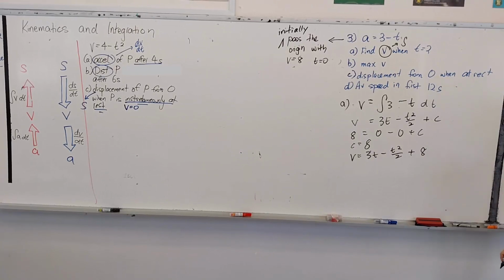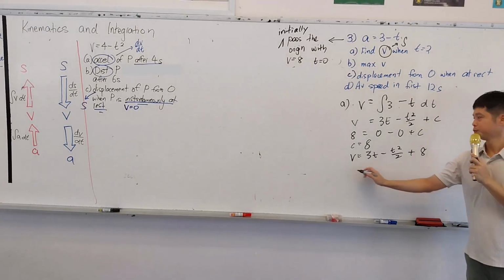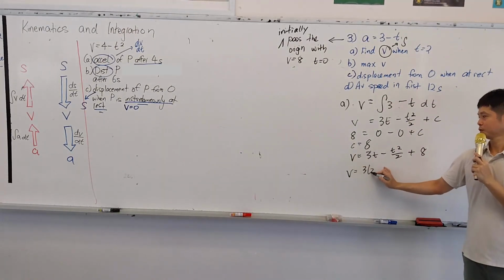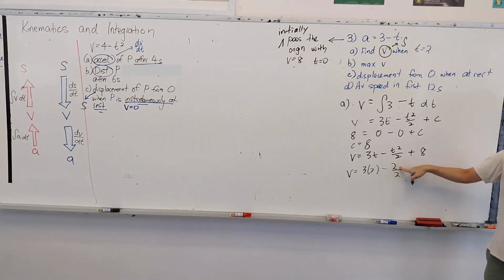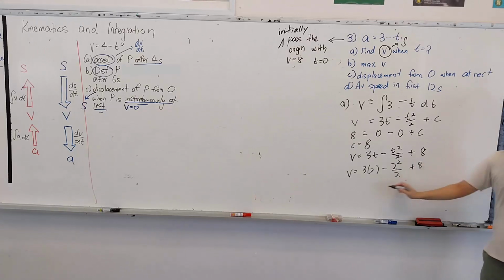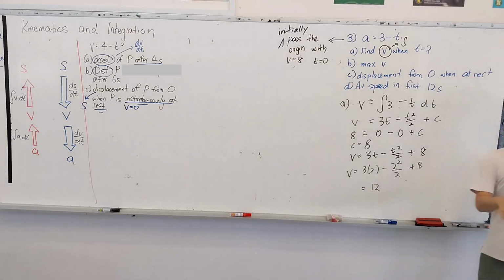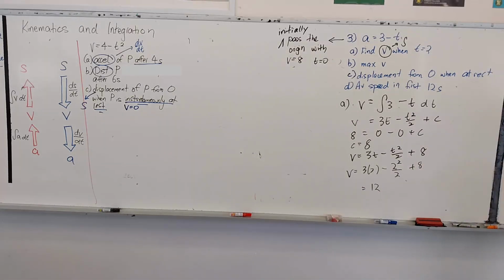Find v now when t is 2. So when t is 2, not 22, this is 2 squared. Okay, 2 squared. And the answer should be 12, right, in the answer booklet. Maximum v, what must I do? Yeah, dv over dt equals 0.